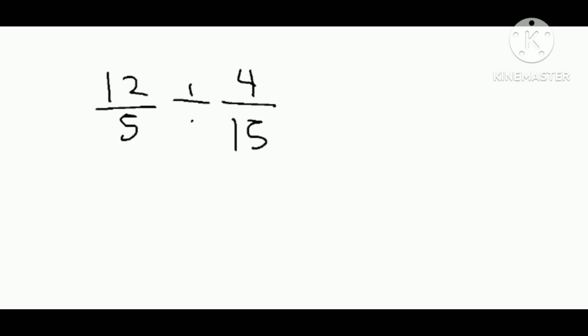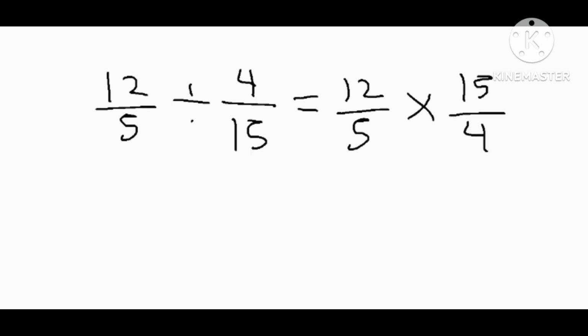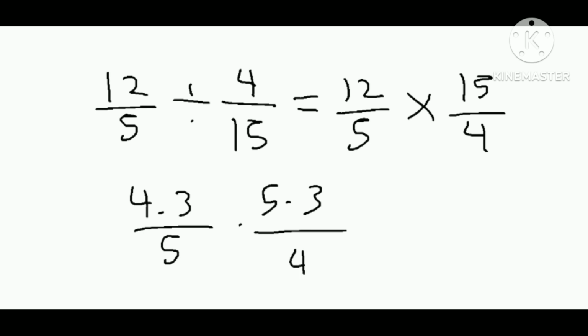Now, what if you need to divide two fractions? Let's say if you have 12 over 5 divided by 4 over 15. If you need to divide two fractions, use the expression keep, change, flip. Keep the first fraction the same, change division to multiplication, and flip the second fraction. So now we can multiply across. 12 is 4 times 3. 15 is 5 times 3. And so we can cancel a 4, and we can cancel a 5. So the final answer is simply 3 times 3, which is 9.